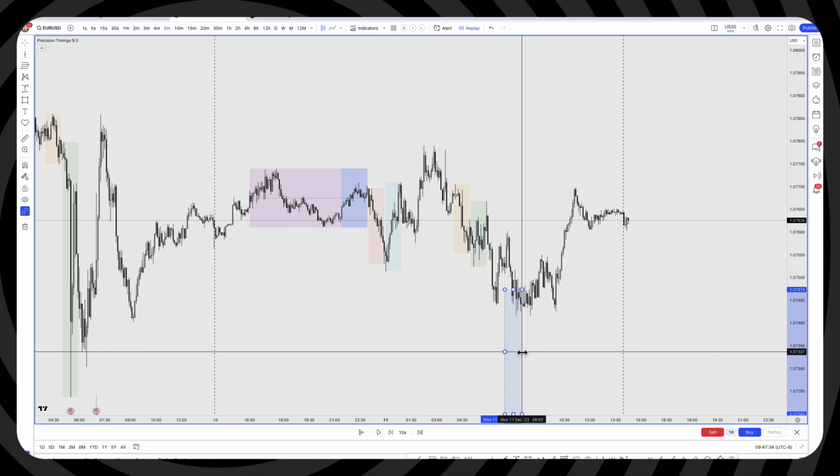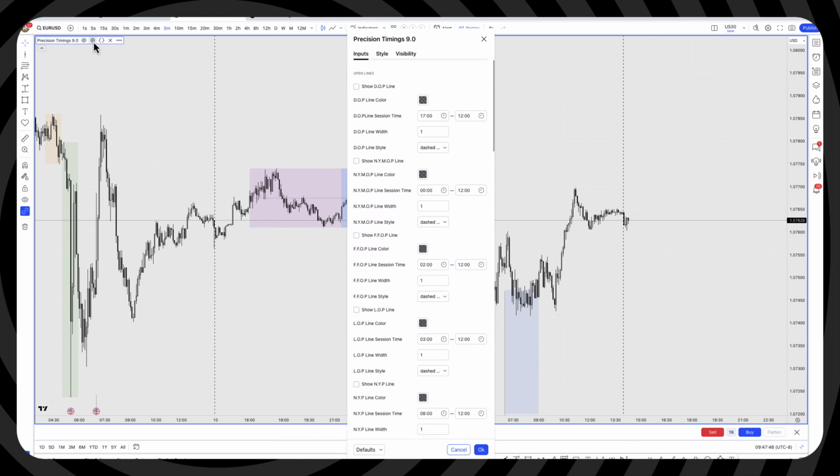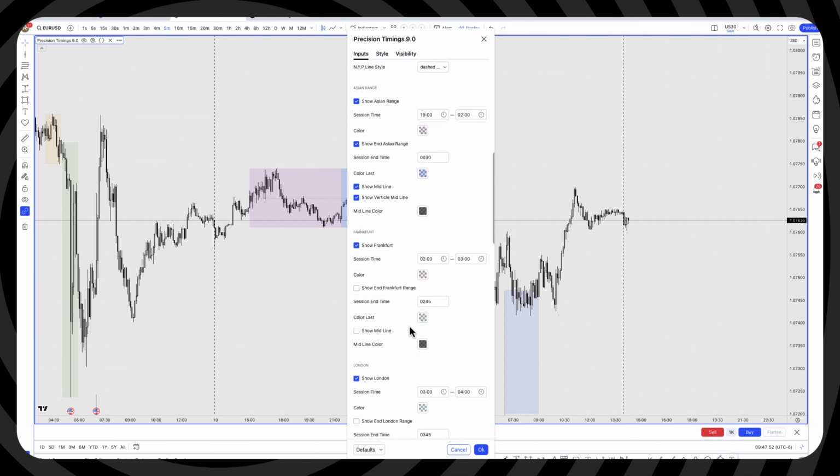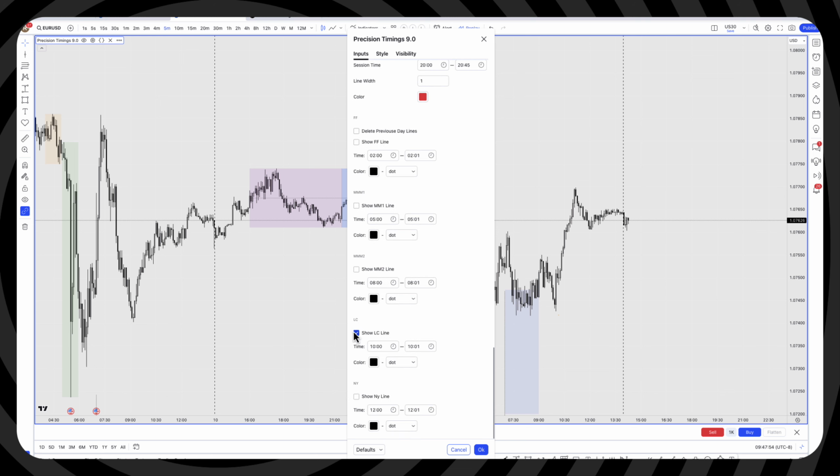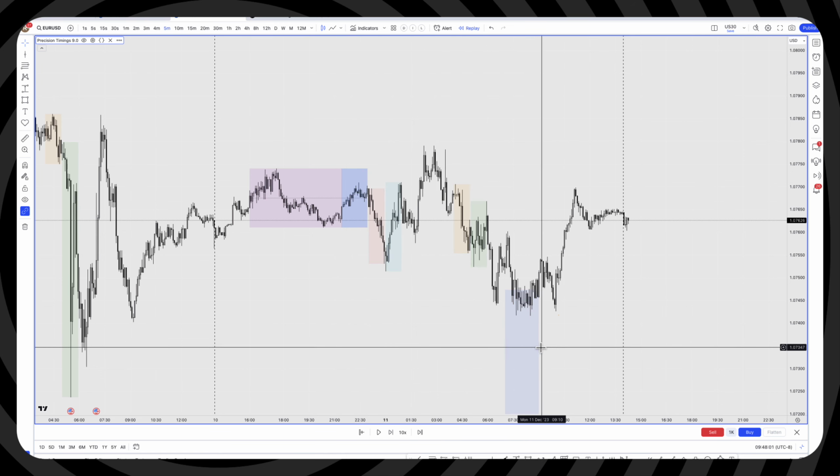However, sometimes it extends all the way to New York lunch. So 9 o'clock my time is exactly 12 o'clock New York time, New York lunch. And that's when my trading day ends. You can play with the rest of the settings. I don't personally use them, and I just kind of know off by heart where these timings are and what my expectation is and how to use it.